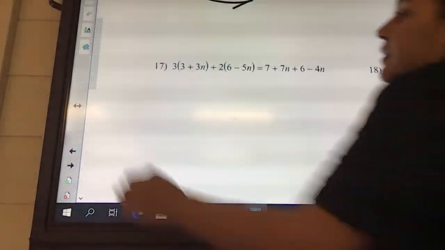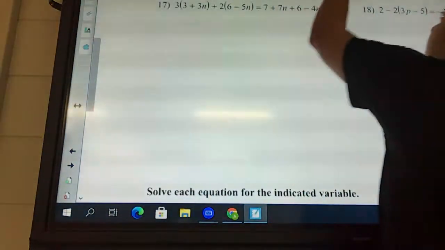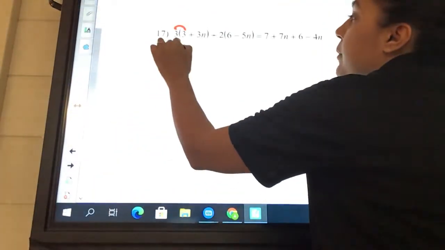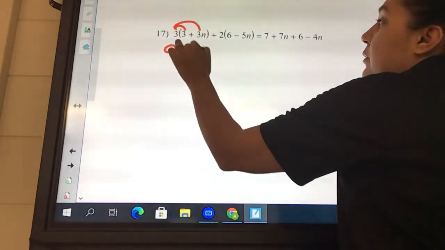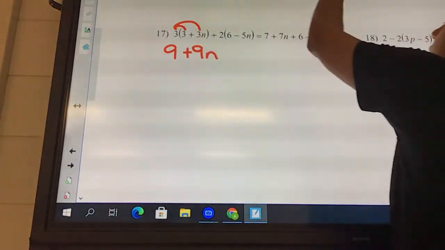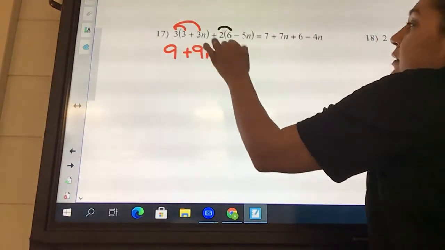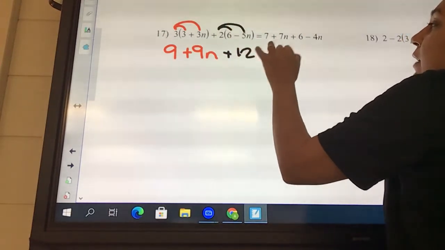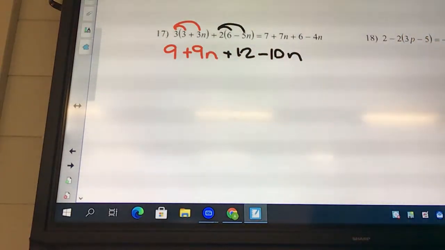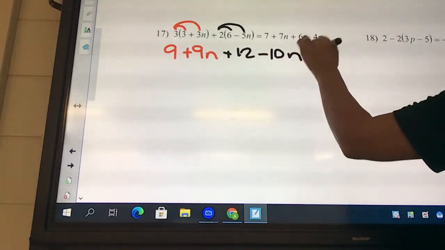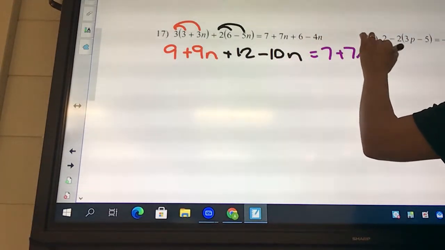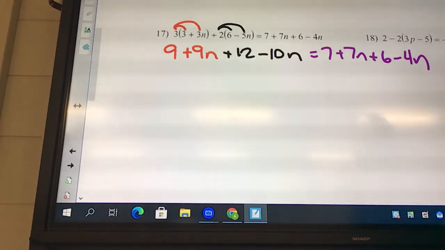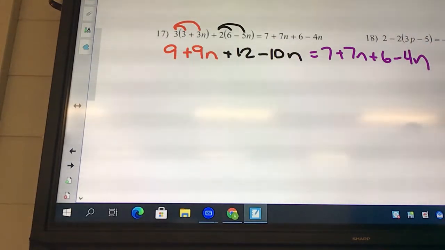Okay, looking at 17. We're going to distribute. So I got 3 times 3 is going to be 9, 3 times 3n is going to be 9n. 2 times 6 is going to be 12. 2 times negative 5n is going to be negative 10n. And I still got equals 7 plus 7n plus 6 minus 4n. Okay, sorry it's so huge. I write bigger than what they will let me.